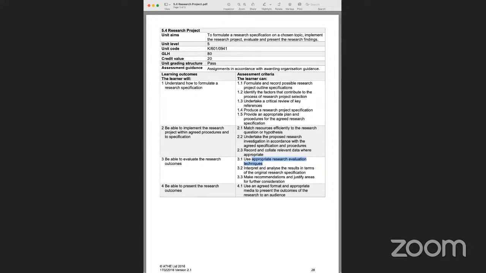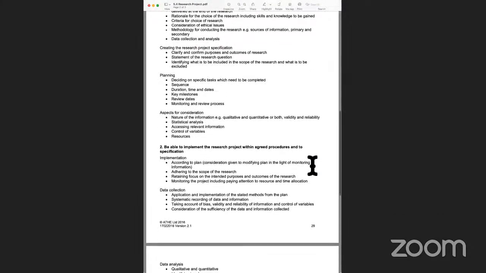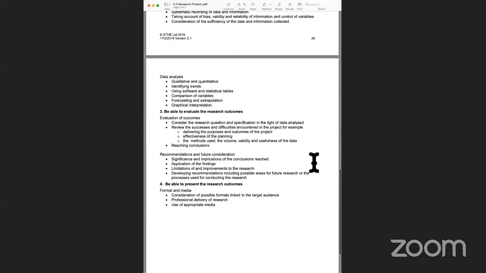So essentially, when we talk about research methods or research evaluation techniques, we're going to be looking at interpreting and analyzing data, and then how to present your data, and talk about recommendations which will then be made for any future areas of research that we would want to do. So let's dive into this particular learning outcome today to continue our discussion. There's a fair bit of indicative content which is given.